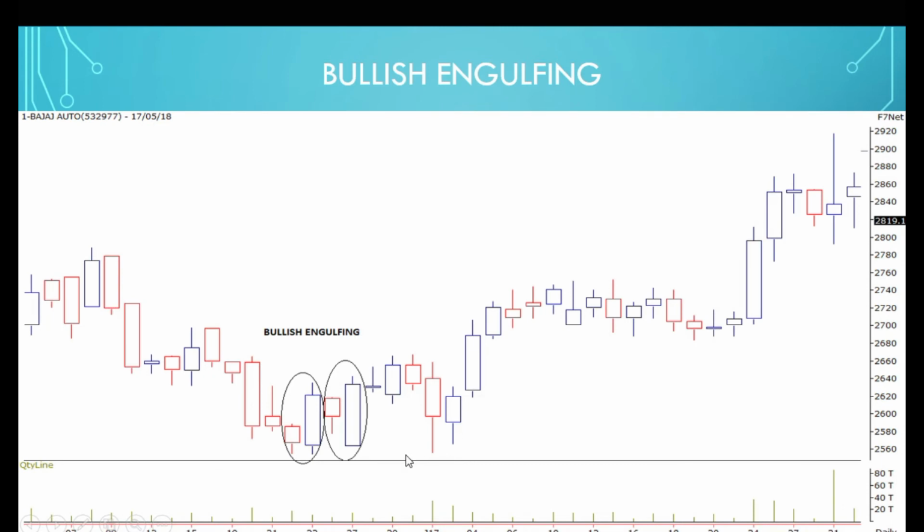This is bullish engulfing, a daily chart of Bajaj Auto. As you can see here, a small red body completely engulfed by a big white body. Again, back-to-back engulfing: a small red body engulfed by a big white body. This is a bullish engulfing pattern signifying bulls coming back in control, and see the price start moving up.